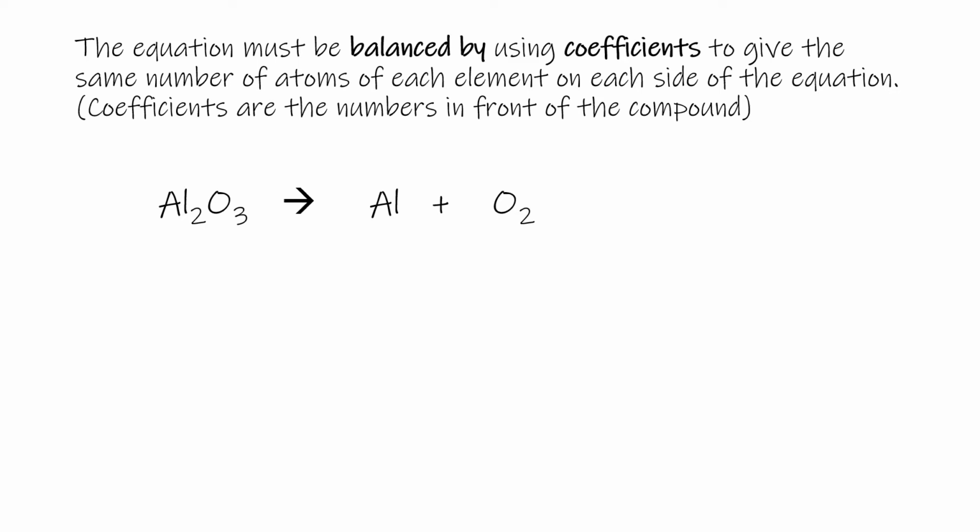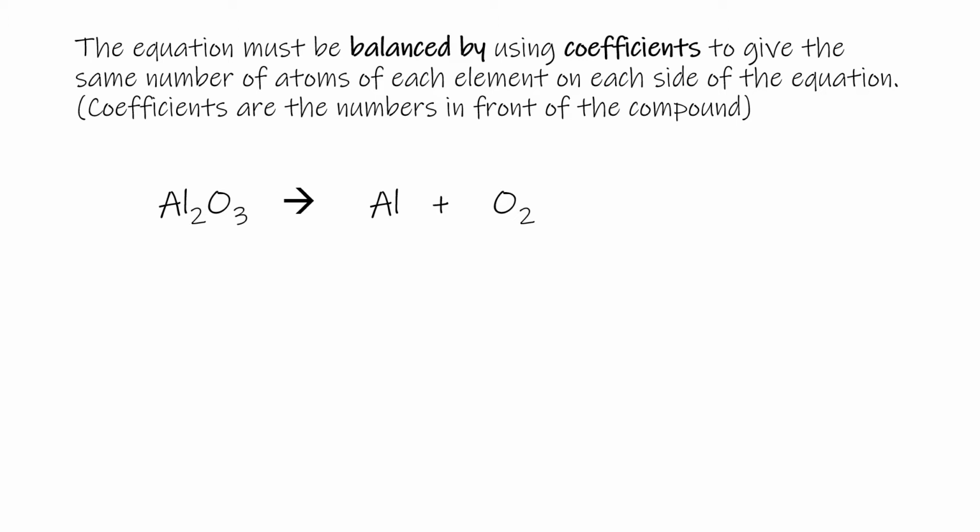In this video, we're going to look at how we can balance equations. Equations have to be balanced so that we end up with the same number of atoms on each side of the equation, the products and the reactant side. We're going to balance it by using coefficients, which are the big numbers in front of the compound or the element that is there.